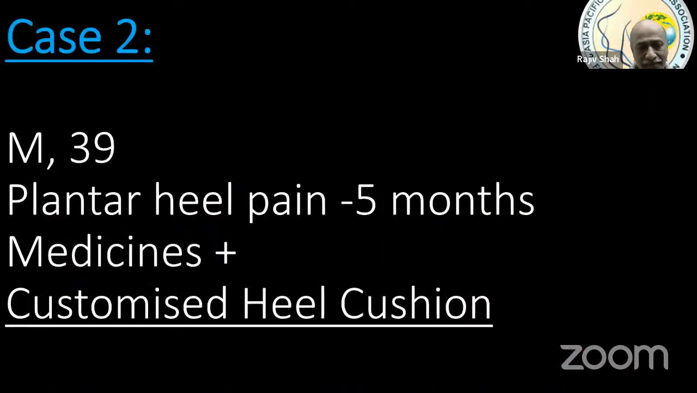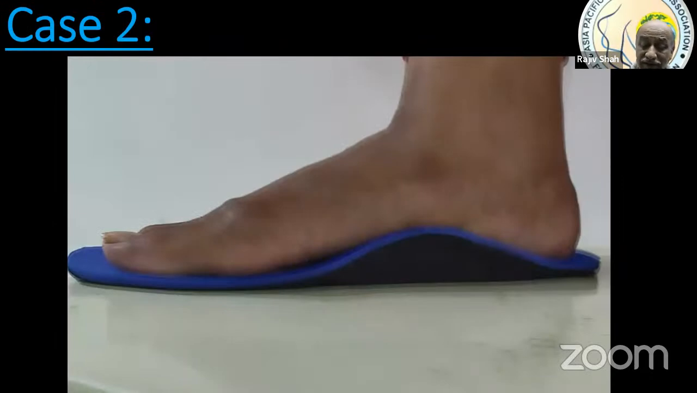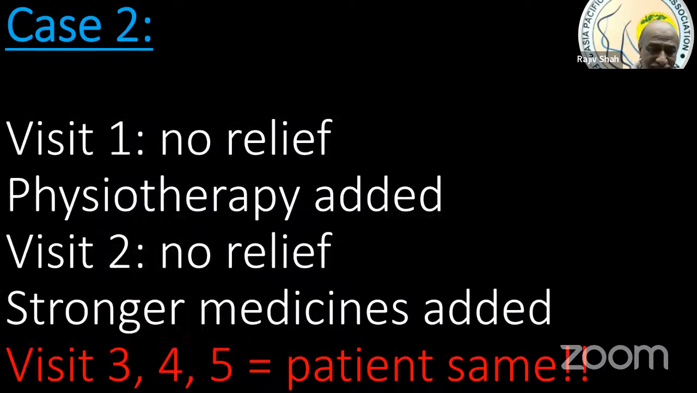Now case number 2, male of 39, plantar heel pain of 5 months. This time the doctor gave medications plus a customized heel cushion. The arch was nicely molded, a plaster cast taken, and then a customized soft insole. But in spite of this, and physiotherapy and medications, for 5 good visits, the patient was the same. What must be the problem?